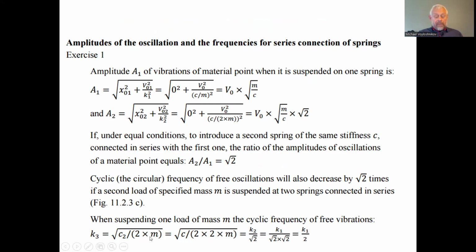And in the third case, we have two loads suspended, so the total mass of the two loads equals 2m. The C2 is equal to C divided by 2. So this is the suspension of two springs in series, two identical springs. So the stiffness reduces twice. In this case, after suspension of the second load on two springs in series, the cyclic frequency reduces not by the square root of 2, but by 2.